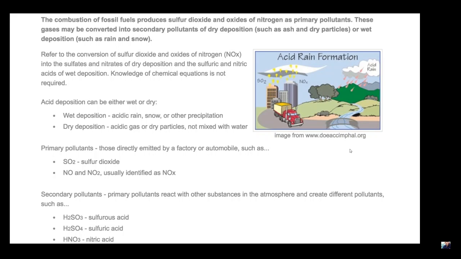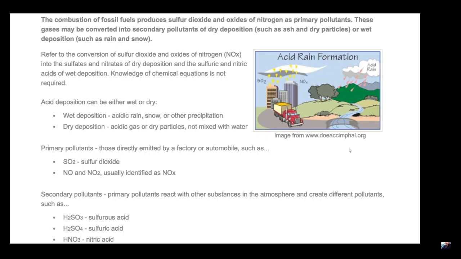We have wet deposition, which forms our acidic rain, snow, and other precipitation. Then we have dry deposition, acidic gas or dry particulates, right, or particles not mixed with water. So do know anything that is a pollutant but is more acidic fits in this category.